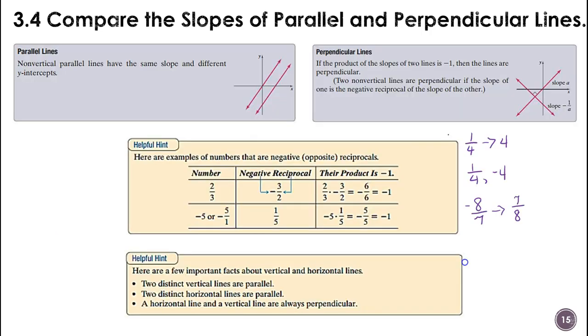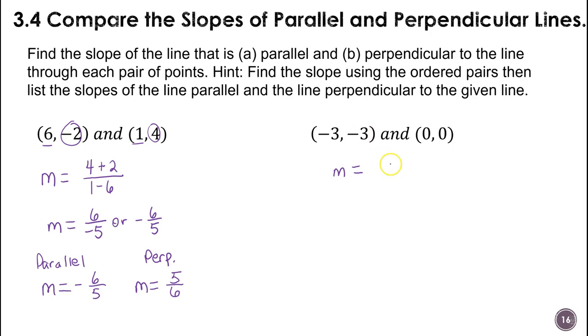All right, so I'm going to have 0 minus negative 3. So that's plus 3. Same thing in the denominator, because you notice that the numbers are the same. So we end up with 3 over 3, which is a slope of 1. Now this might seem a little strange, but we can have a slope of 1. We could just look at it as 1 over 1 if we were working with it on the graph. So parallel to that would be exactly the same slope, right? So a slope of 1.